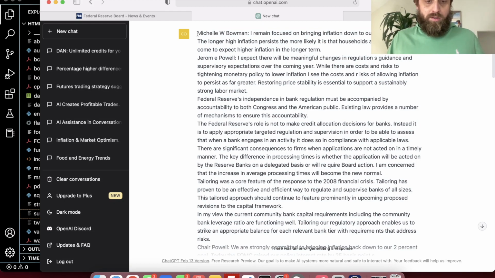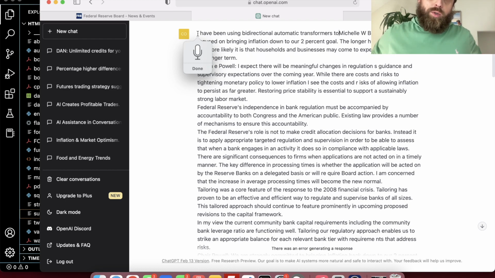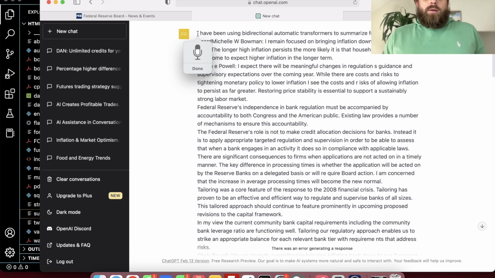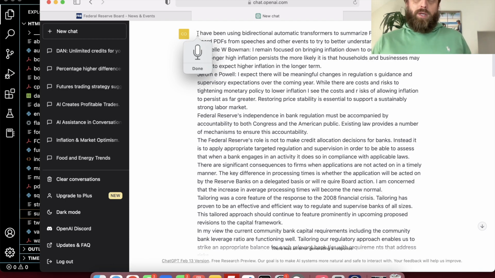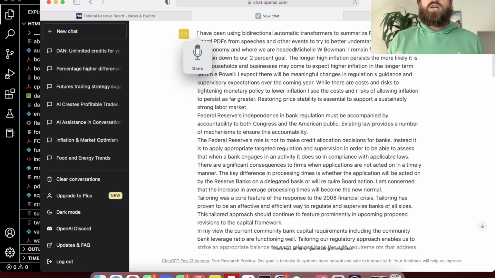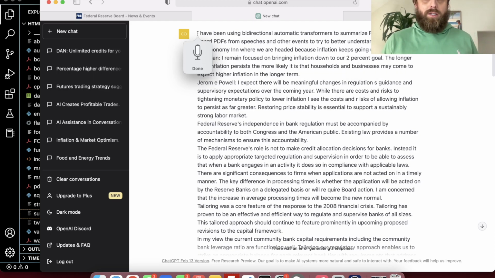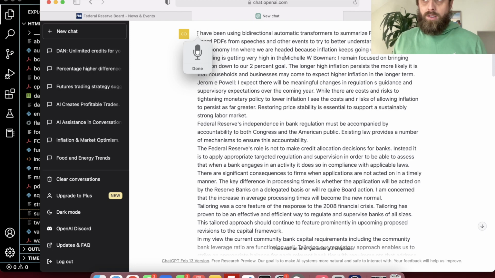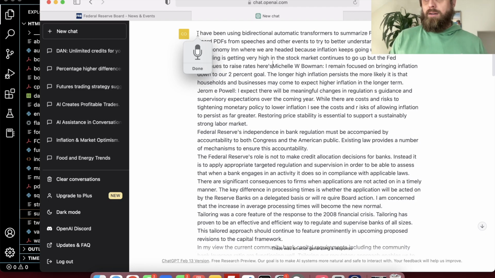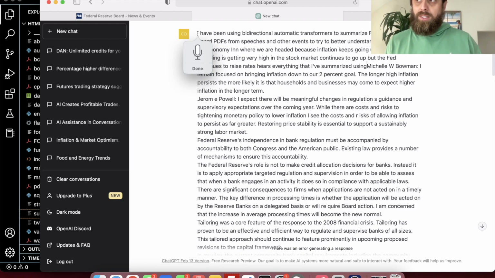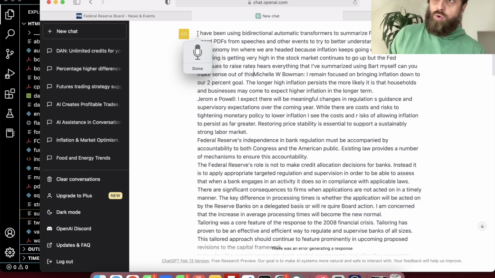So let's tell ChatGPT something. I have been using bidirectional automatic transformers to summarize Federal Reserve Board PDFs from speeches and other events to try to better understand the condition of the economy and where we are headed. Because inflation keeps going up and consumer spending is getting very high and the stock market continues to go up, but the Fed continues to raise rates. Here's everything that I've summarized using BART myself. Can you make sense out of this as a whole for everybody?